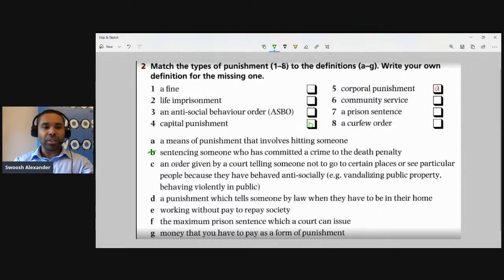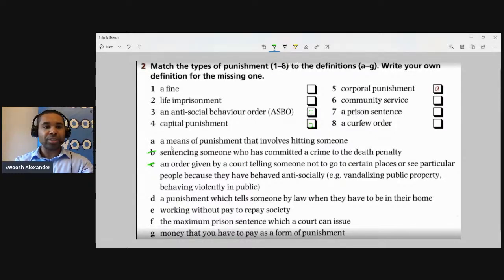Okay, next, C, an order given by a court telling someone not to go to certain places or see particular people because they have behaved antisocially. And we get some examples of antisocial behavior. Yeah, and we can see that's an antisocial behavior order, known as an ASBO. Those were quite popular in the UK for a few years. They're less in favor now, but it's one way of punishing people, stopping them from being able to visit certain places.